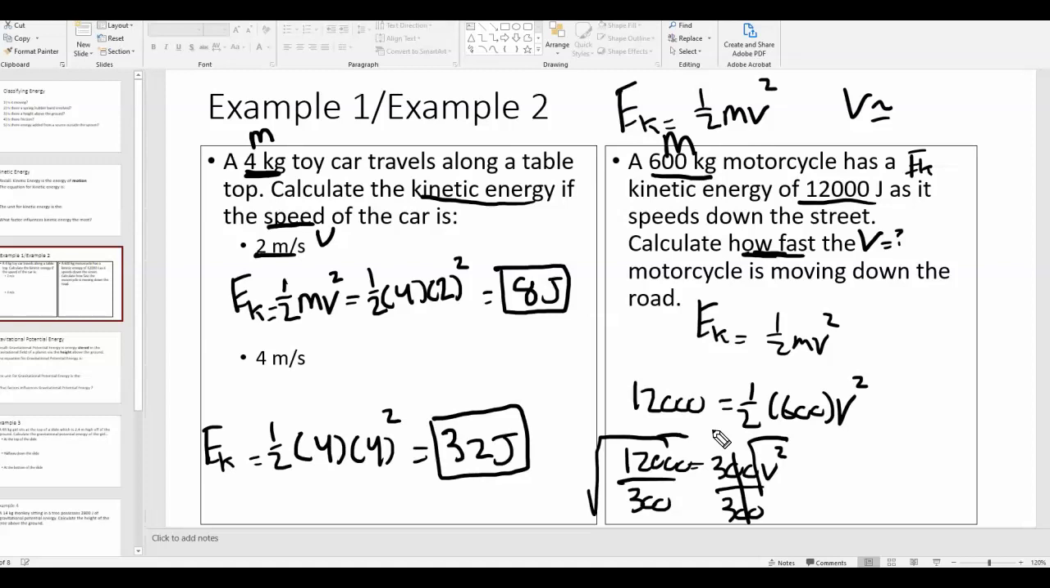And so I'm going to go into my calculator. I'm going to do 12,000 divided by 300, and then I'm going to take the square root of that number, and I'm going to get V equals about 6.32 meters per second. Okay, so that is the answer to example 2. Okay, so pause there if you need to look at that some more.